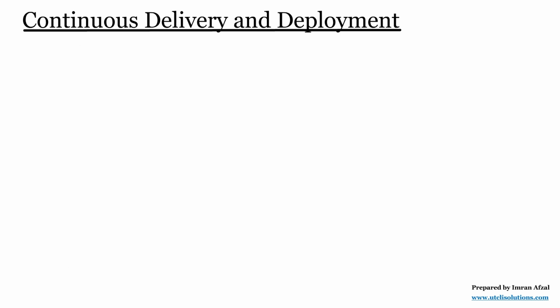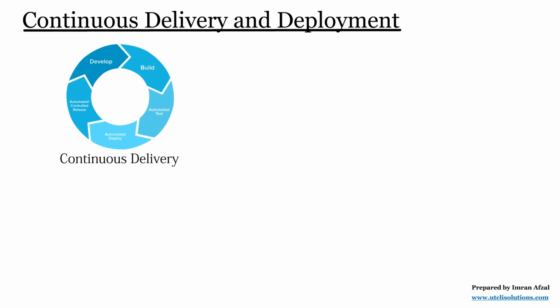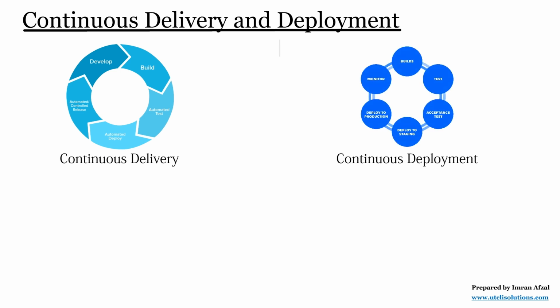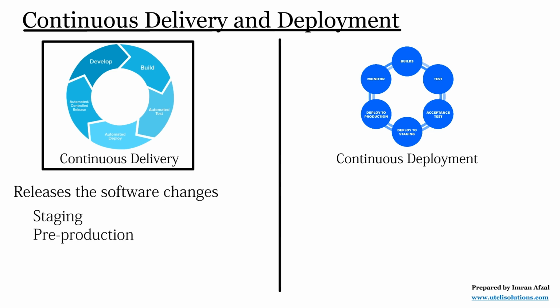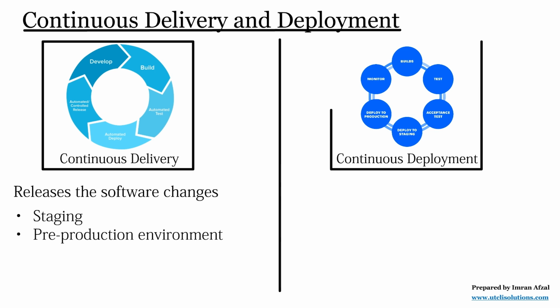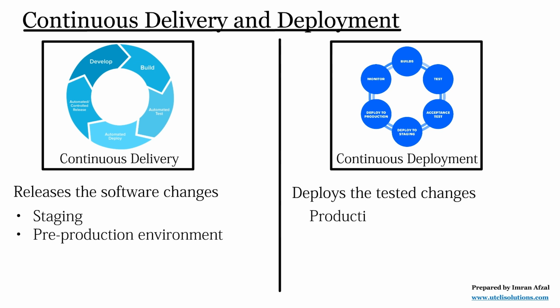Now, let's summarize how continuous delivery and deployment differ from each other. So, continuous delivery automatically releases the software changes to the staging and pre-production environment for finalized testing, while continuous deployment automatically deploys these tested changes to production environment to make it quickly accessible to the end users.